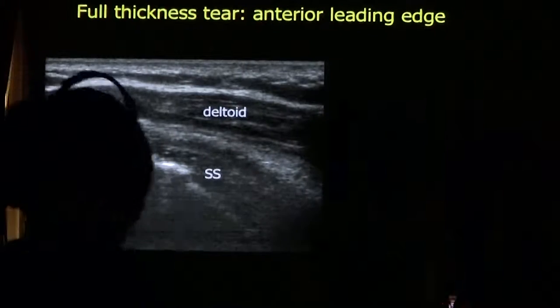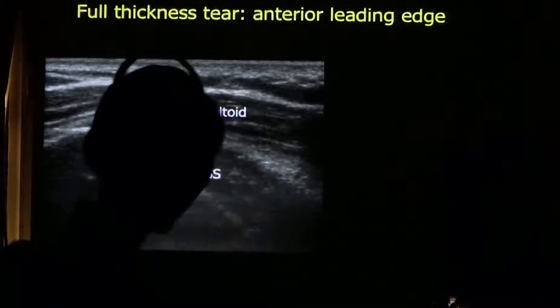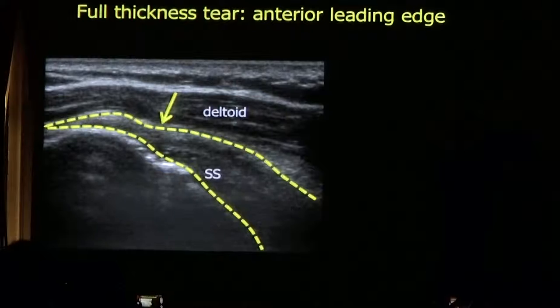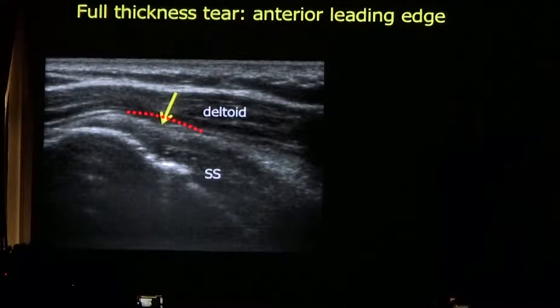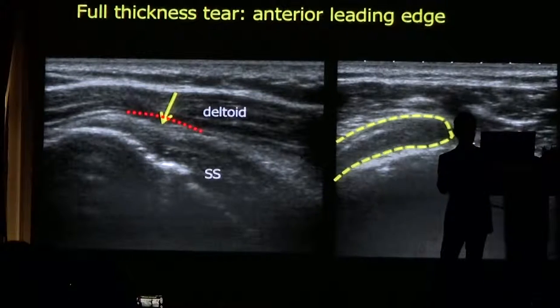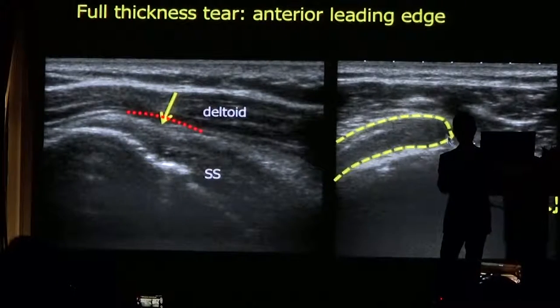So here's an example of a full thickness tear showing loss of the contour of the anterior border of supraspinatus. You can see how it's flattened. That's how it should be, where the red line is. And in the other plane, we can see that there's a gap where we would expect to see tendon in this region over here. And there's the other structure which is important to identify, which is the long head of biceps. So this is where I would measure the tear.